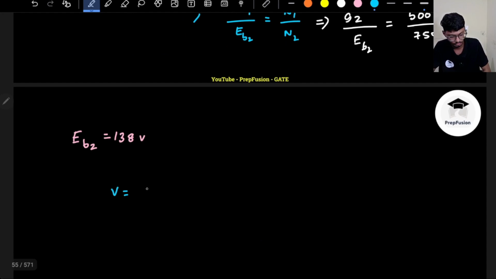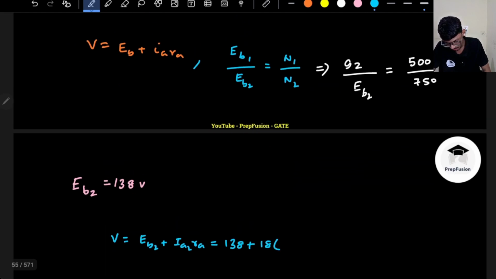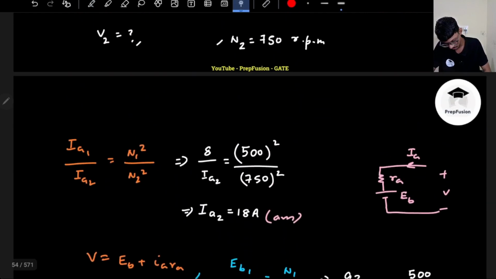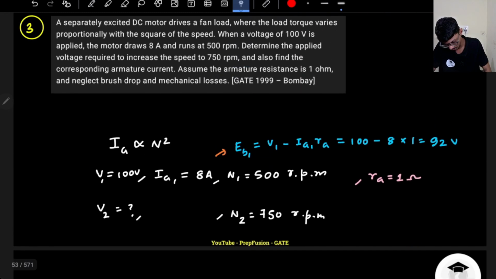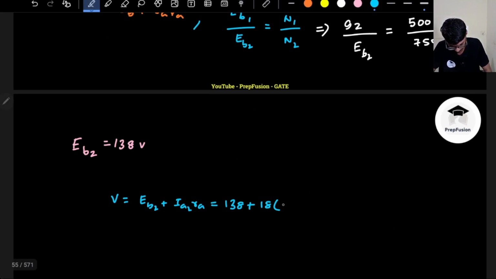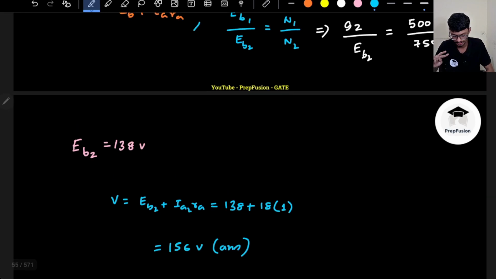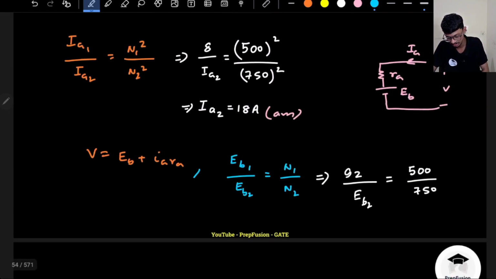Now from here I can find out the terminal voltage. It will be EB2 plus Ia2 into Ra, right? EB2 is 138 plus Ia2. Ia2 is how much? Ia2 is 18 amperes. What is Ra? Ra is 1 ohm, right? So from here I can directly write my terminal voltage V. So my terminal voltage will be 156 volts. Very simple, right? So these two will be the answer. Terminal voltage is 156 and my current is 18 amperes.